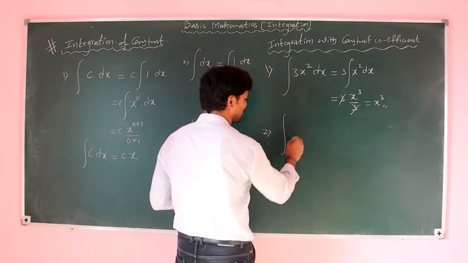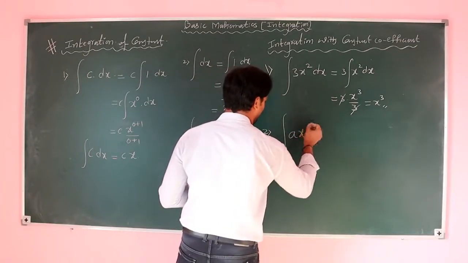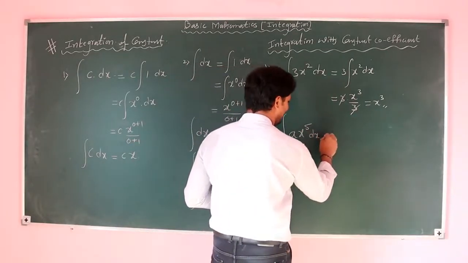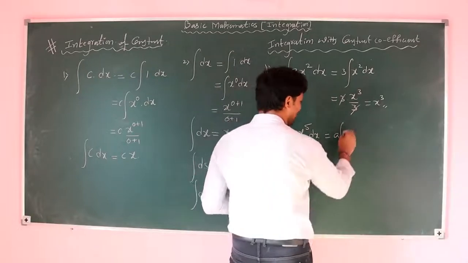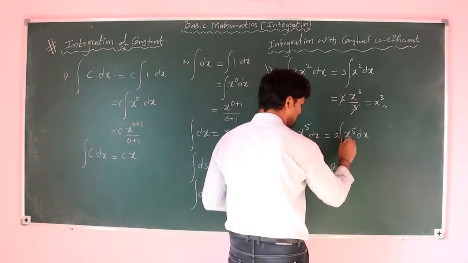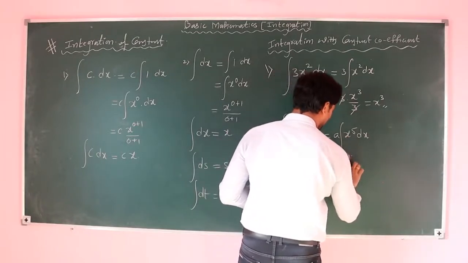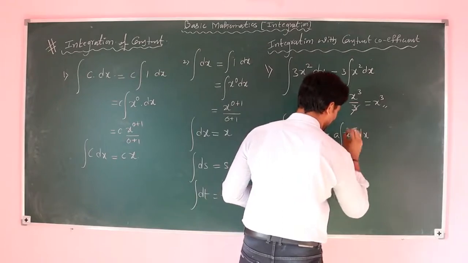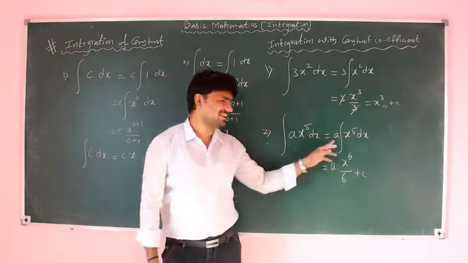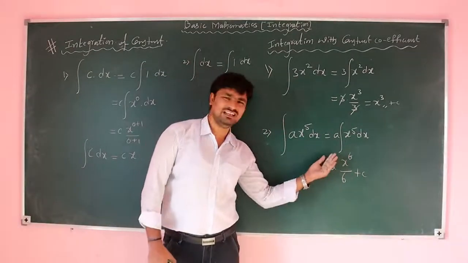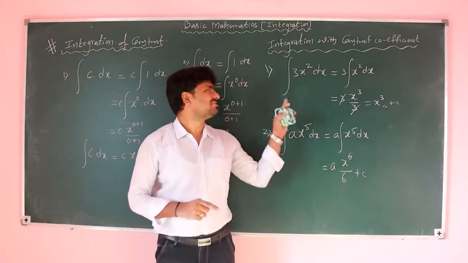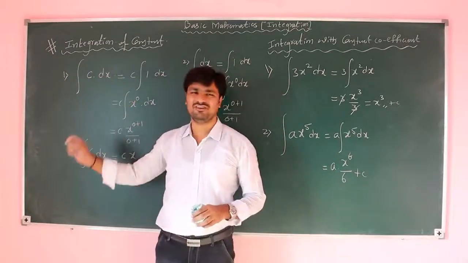If we have a constant function a x power 5, where a is a constant, into dx, then we write a out of the integration, then integral x power 5 dx. So a into x power 5 plus 1, that is x power 6 by 6, plus c. Whatever constant coefficient we get, we write it out of the integral, and the remaining we can integrate. So that's about constant coefficient integration and integration of a constant function.